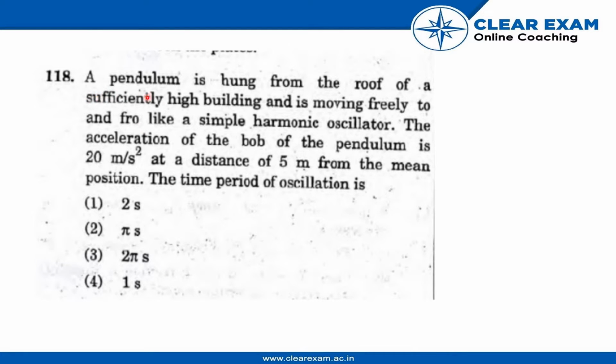The question is, a pendulum is hung from the roof of a sufficiently high building and is moving freely to and fro like a simple harmonic oscillator. The acceleration of the bob of the pendulum is 20 meter per second square at a distance of 5 meter from the mean position. So it's asking what will be the time period of oscillation.